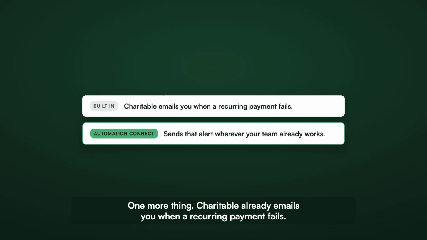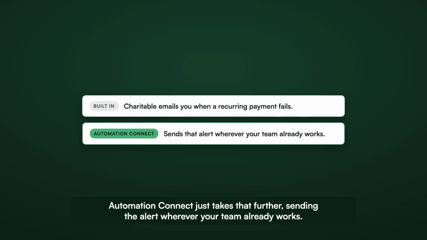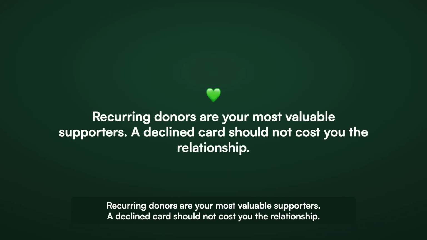One more thing, Charitable already emails you when a recurring payment fails. Automation Connect just takes that further, sending the alert wherever your team already works. Recurring donors are your most valuable supporters. A declined card shouldn't cost you the relationship.